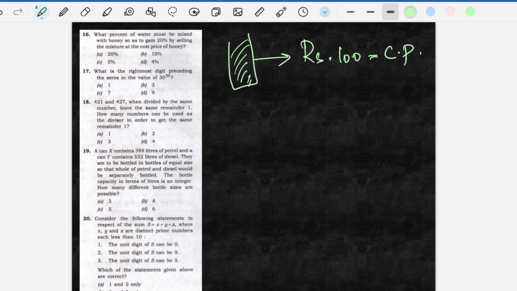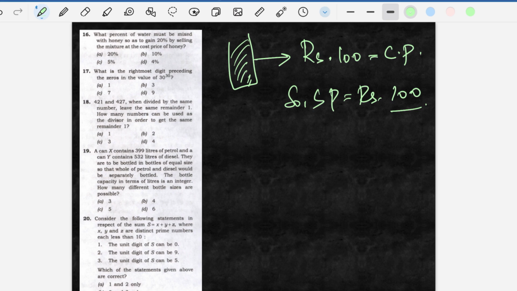So what I'm trying to say is you have to make a profit of 20 rupees, while you still sell it at the same cost price. Which means that the selling price is also 100, but you cannot sell the entire quantity. If you sell the entire quantity you bought for 100 rupees at 100 rupees, there is no point in doing this transaction, correct? Then how do you get 20 rupees profit?